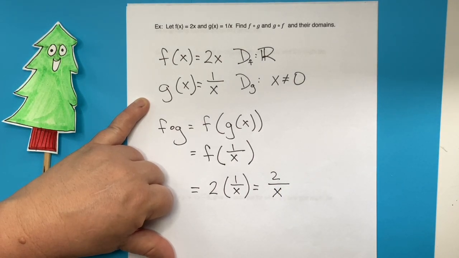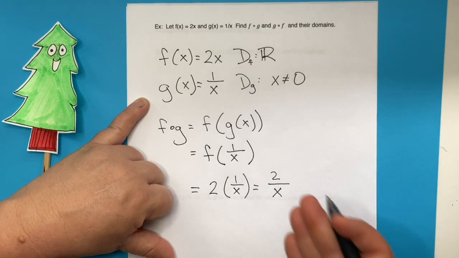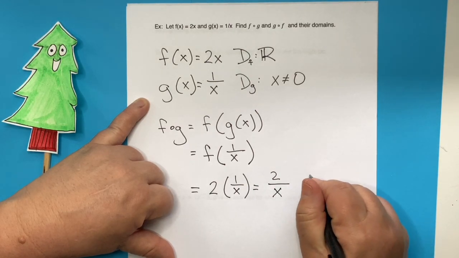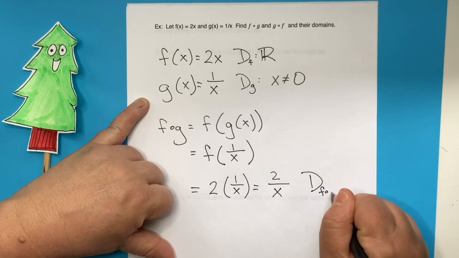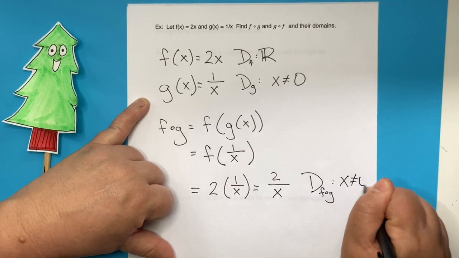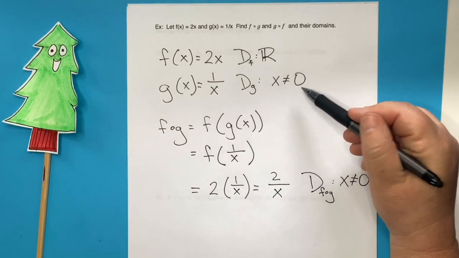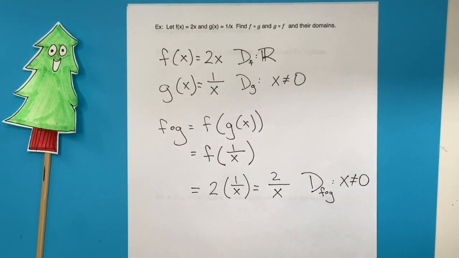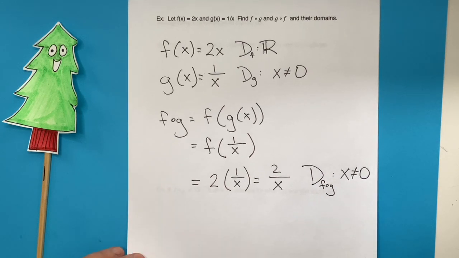And so the question is, what is the domain of this? And the domain of f of g is don't let x be 0. So it retains the memory of this problem. Now, is it always this easy? No, not necessarily. But this is just the beginning. We're just getting started. Woohoo.